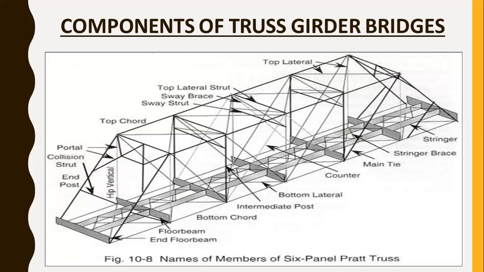So in addition to the vertical loads, truss girders are also subjected to lateral forces due to wind forces and might be seismic forces, right? In order to transfer these lateral forces to the bearings, top lateral bracings, bottom lateral bracings, sway bracings, and portal bracings are provided.